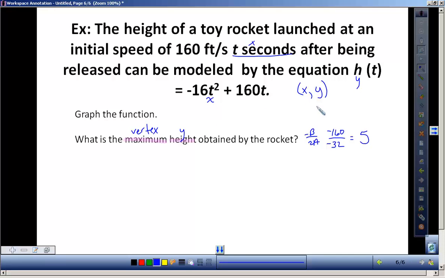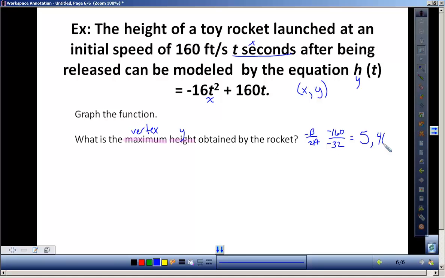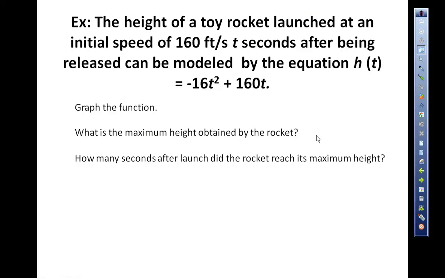We said that x was our seconds. So that's not what I'm looking for. So I do need to plug it back in and figure out what y is, but this is where your calculator can be handy. Since we've already graphed it, we have a table. Go to table, boom! There's 5, 400. So I know that my vertex is 5, 400. So I need to answer my question. It was just asking me for the y value. So the maximum height obtained by this rocket was 400 feet.